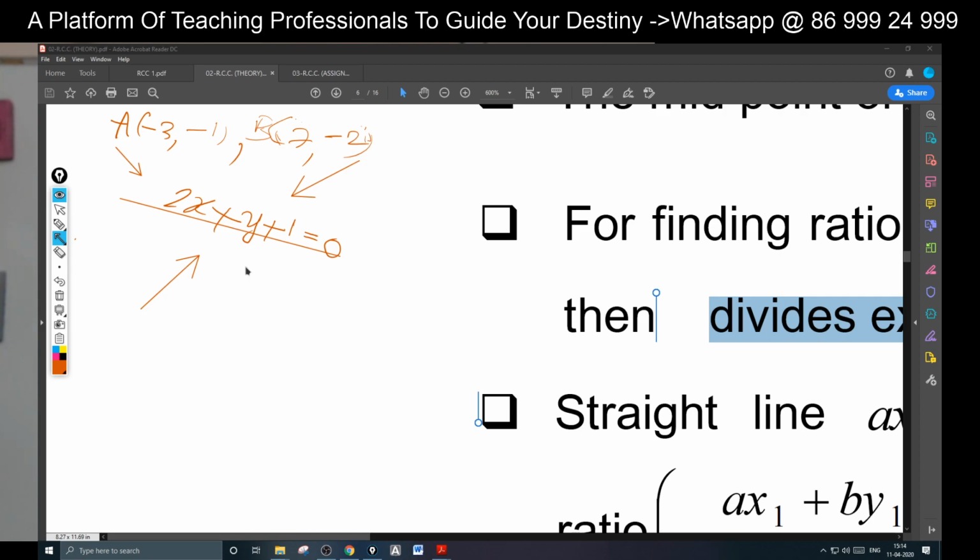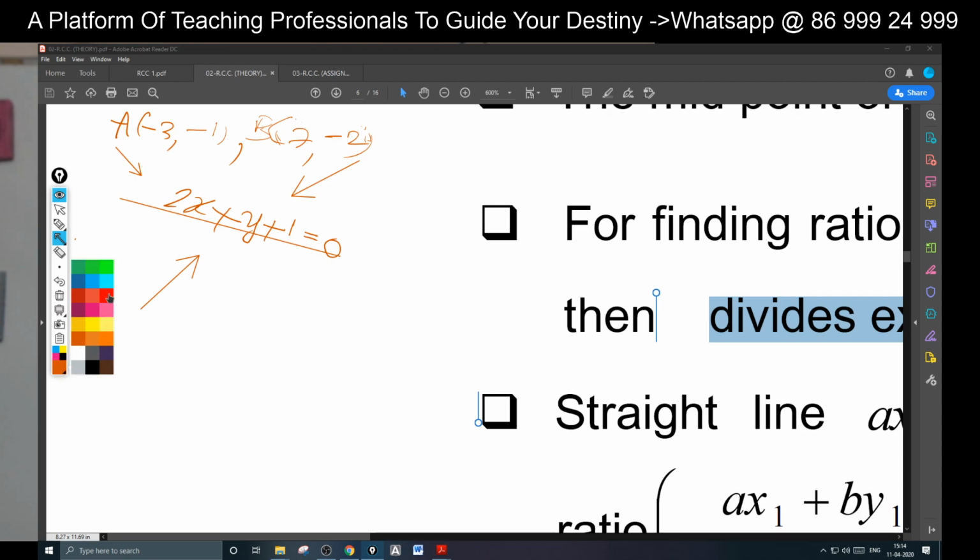My question to you, please. A (minus 3, minus 1) and B (7, minus 2) are 2 points with respect to the line 2x plus y plus 1 equal to 0. Then find whether the points A and B lie on the same side of the line or opposite sides of the line. So I'll explain you first how to do that. Simple.